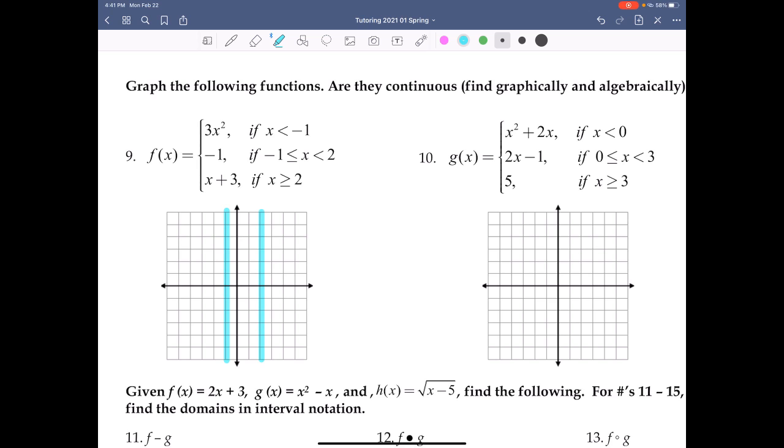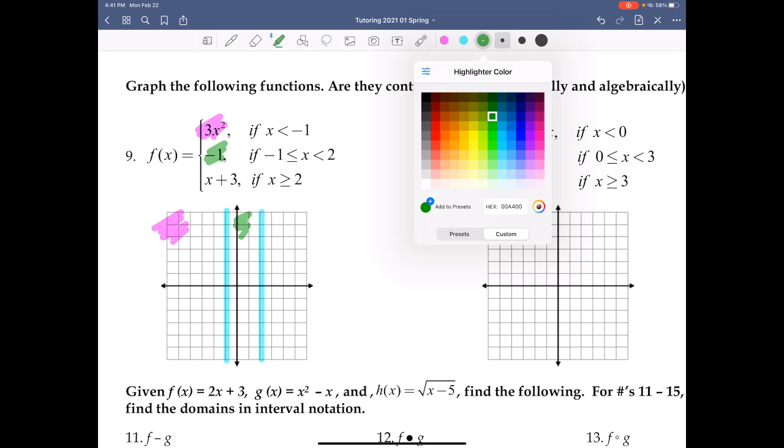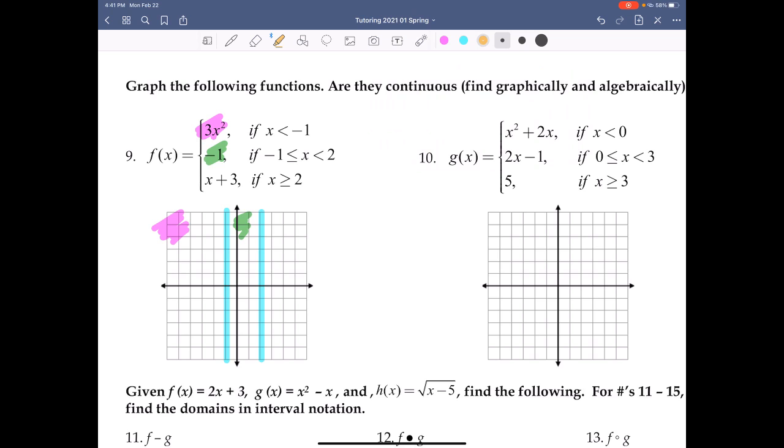So I'm drawing in boundaries just to remind myself, okay, so this function will be in this area, this function will be in the middle there, and then this other function here will go on the right. And then from there, we just want to draw those, keeping in mind we have to be careful about the boundaries, where we're actually equal to the boundary, where we are not.